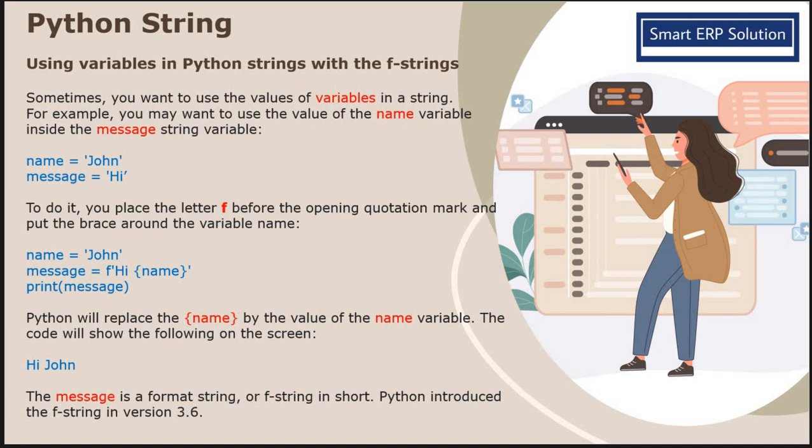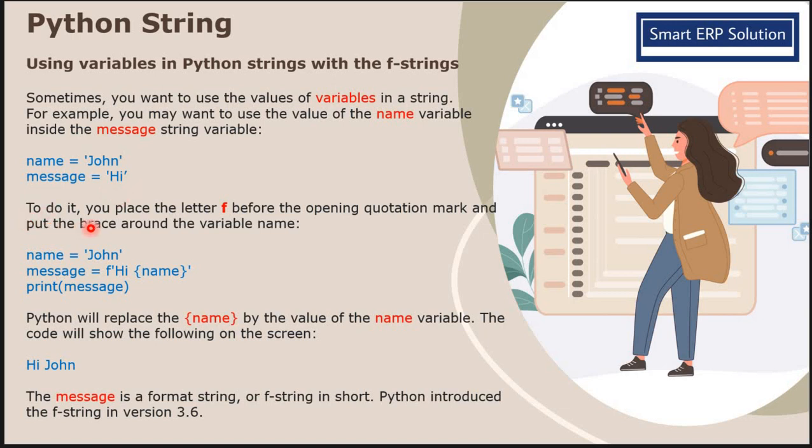Using variables in Python strings with the F strings. Sometimes you want to use the values of variables in a string. For example, you may want to use the value of the name variable inside the message string variable like this way. Name is equal to John. Here we write name equal to John. John is written within the single quote. Then message equal to hi. Hi is also written within the single quote.